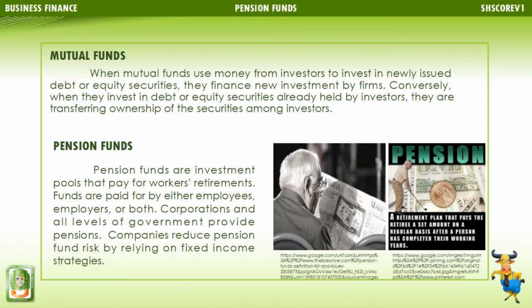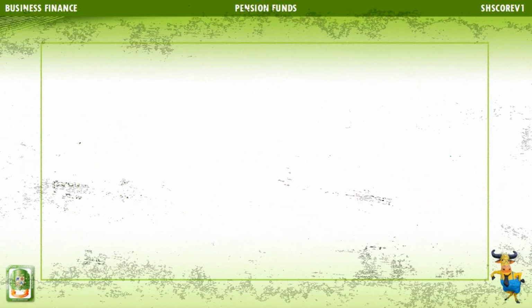Pension funds. Pension funds are investment pools that pay for workers' retirements. Funds are paid for by either employees, employers, or both. Corporations and all levels of government provide pensions. Companies reduce pension fund risk by relying on fixed income strategies.